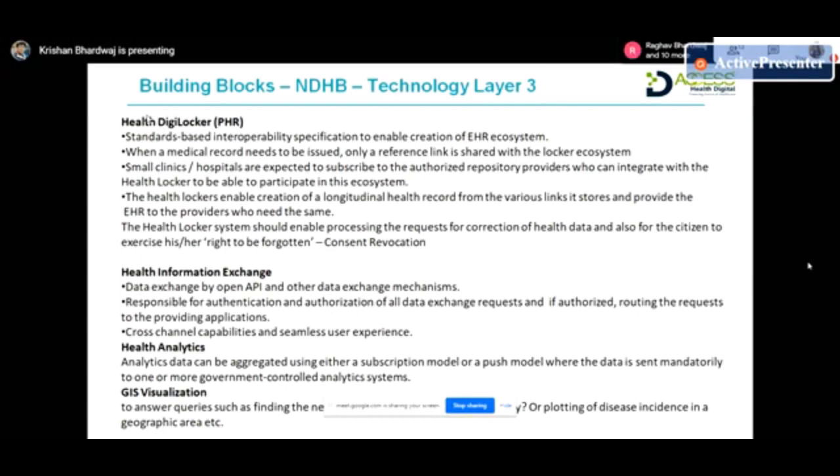Then they talk about health analytics. So ultimately, on top of health information exchange, the state and the national level particularly, they should be able to aggregate all the data, either using a subscription model or a push model. तो basically ये technical terms हैं.